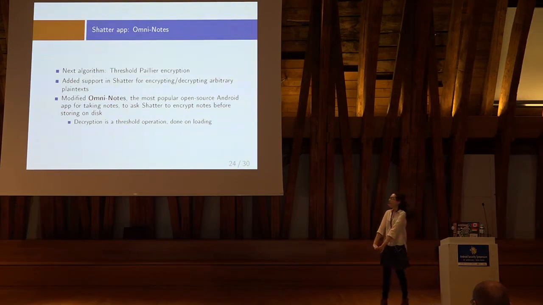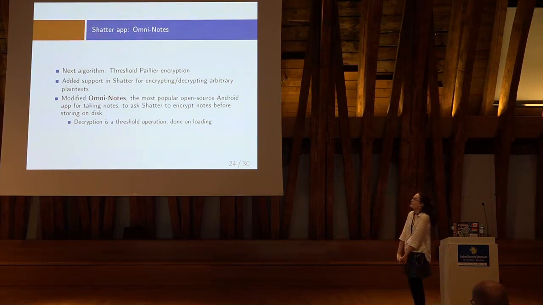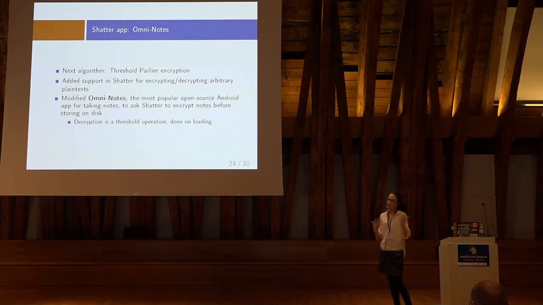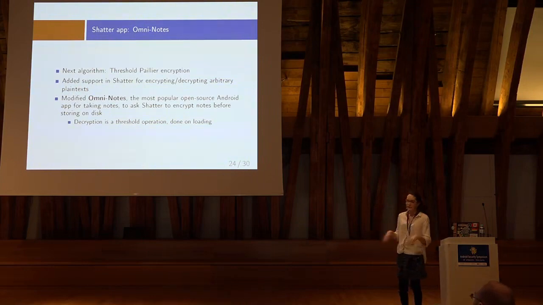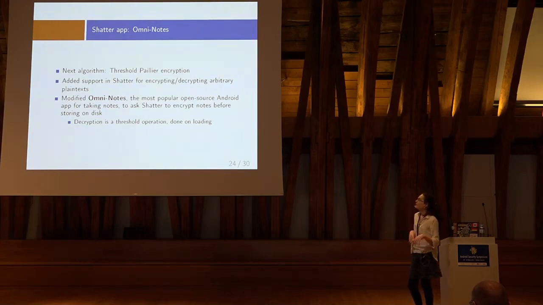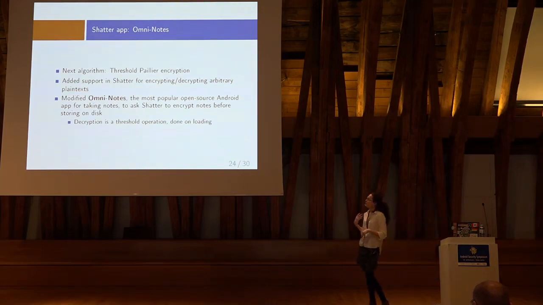Another algorithm that we implemented was threshold Paillier encryption. If any of you are cryptographers, you would know that this is a very weird choice of algorithm. The only reason we picked it is because it's a sub-algorithm in the threshold DSA stuff, so we had it implemented already. So I said, let's just show the flexibility of our library and allow people to encrypt arbitrary things using Paillier. So in this case, we took OmniNotes, which is a popular note-taking application. You can just create new notes, write things in them, checklists, that kind of thing. And we say when you open a note, you go to load its contents.